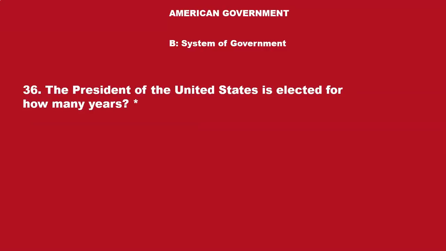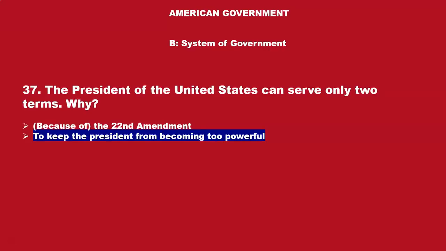The President of the United States is elected for how many years? 4 years. The President of the United States can serve only 2 terms. Why? To keep the President from becoming too powerful.